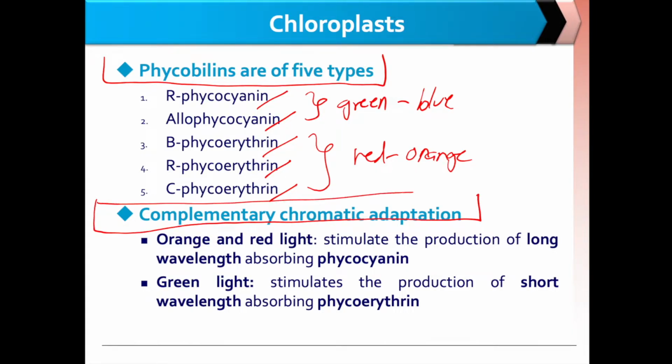This is a very important topic in the adaptation of pigments in your chloroplast, especially the ones associated with your phycobilisomes, that make the capturing of light rays very efficient. So again, remember, we have a water column right here. This is a water column.